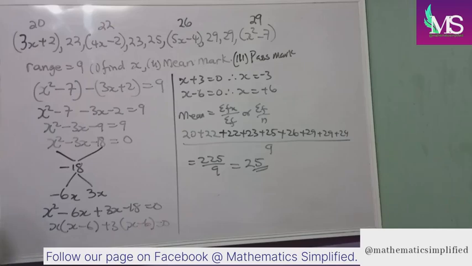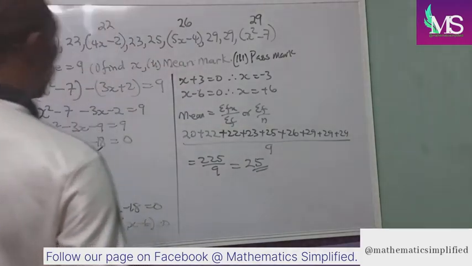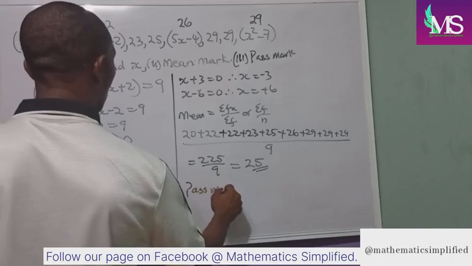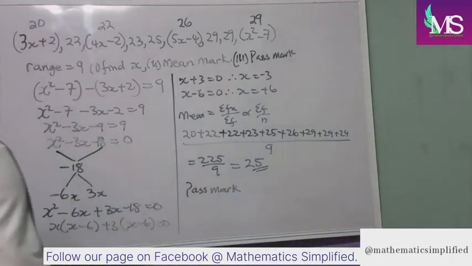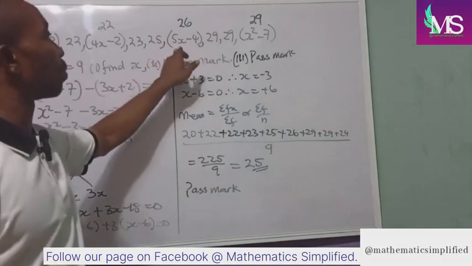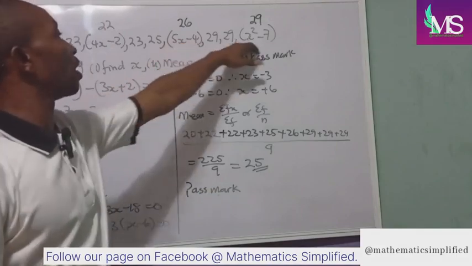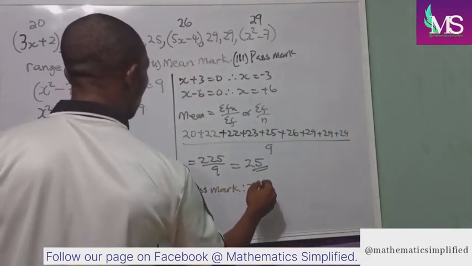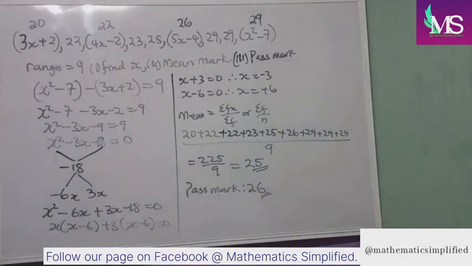Okay, so our mean is 25. Now they said the pass mark is that the 4 highest people passed, and that we should find the pass mark. Since they consider the 4 highest people, which is from 26, our pass mark will be 26. So 26 was our pass mark.